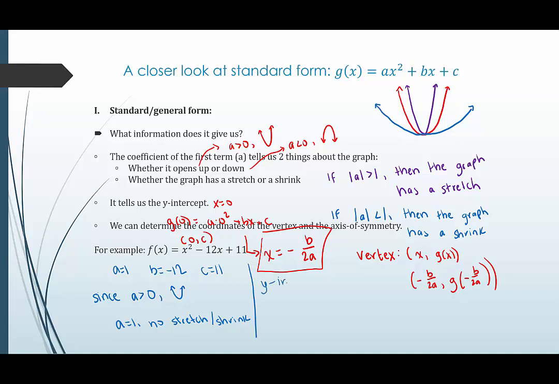And that's going to leave us with, well, the first term cancels, the second term's gone, 11. I always like writing my intercepts as ordered pairs so I don't make any mistakes and get confused. There's a point, I can graph this point.